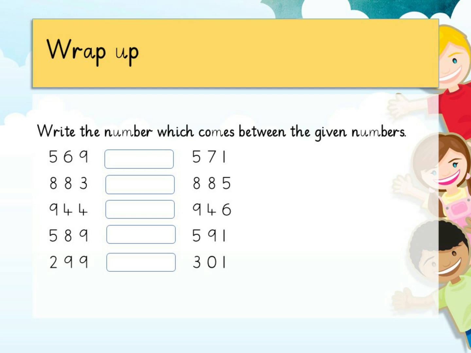Next comes 589. Yes, what comes after 589? Yes, 590 and then 591. After 299, it will be 300 and then 301. Correct.